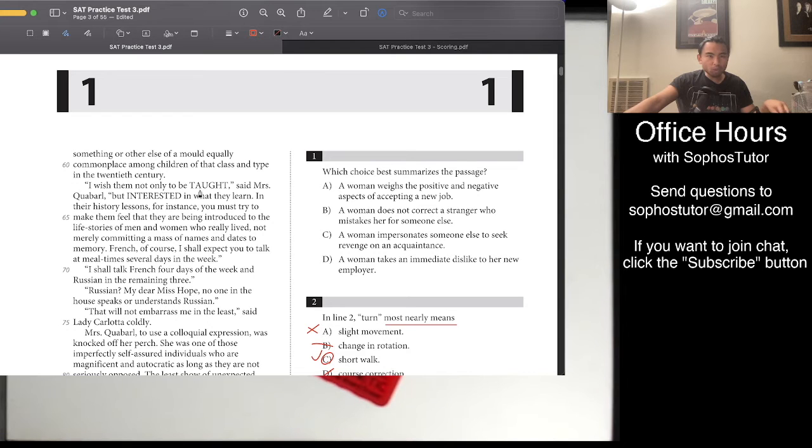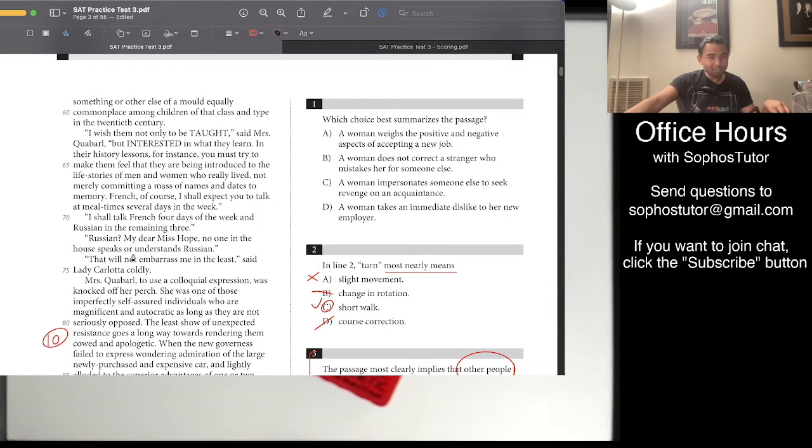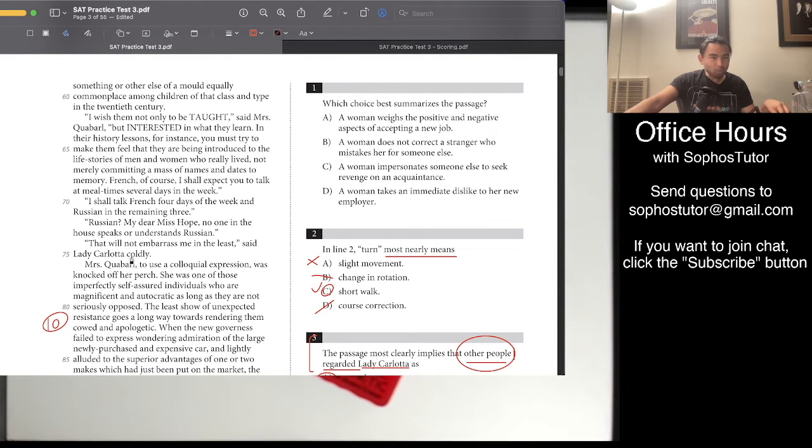"I wish them not only to be taught," said Mrs. Quabarl, "but interested in what they learn. In their history lessons, for instance, you must try to make them feel that they are being introduced to the life stories of men and women who really lived, not merely committing a mass of names and dates to memory. French, of course, I shall expect you to talk at mealtimes several days in the week." "I shall talk French 4 days of the week and Russian in the remaining 3." "Russian? My dear Miss Hope, no one in the house speaks or understands Russian." "That will not embarrass me in the least," said Lady Carlotta coldly.